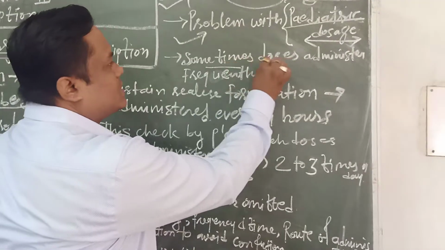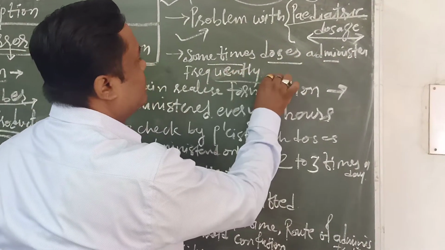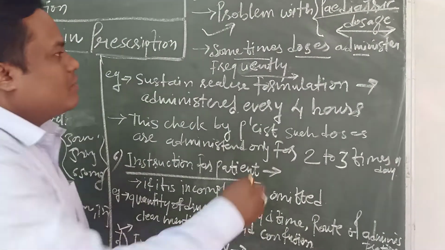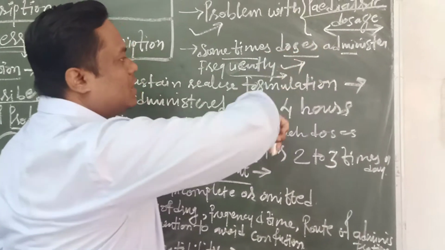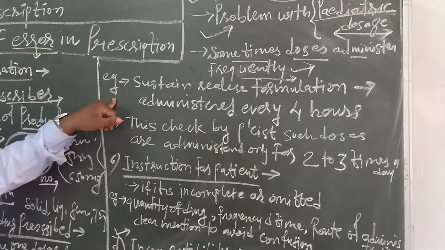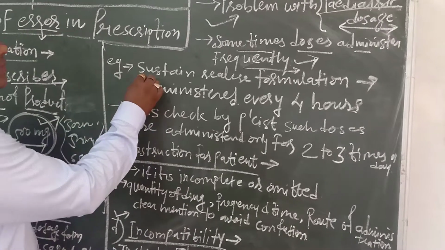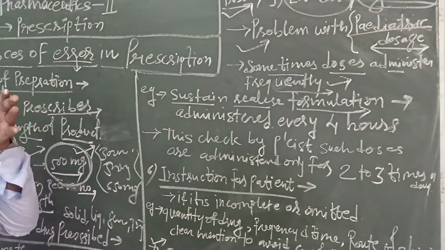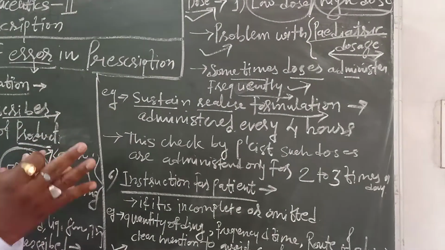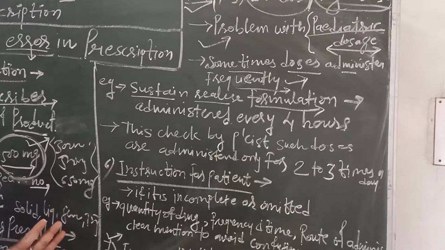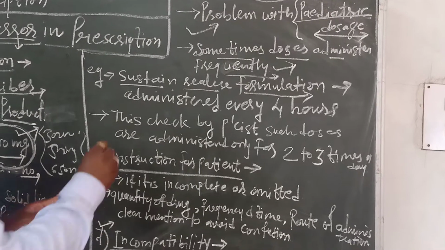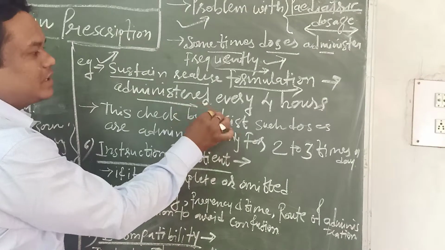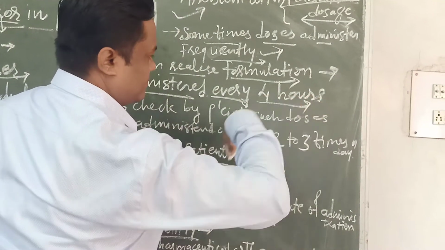Sometimes doses are administered frequently to the patient. In case of blood pressure or diabetes, the doses are frequently prescribed. One example is the sustained release formulation. Sustained release means the dose is given for particular hours to the patient in 24 hours. The prescriber writes the sustained release formulation to be administered every 4 hours.